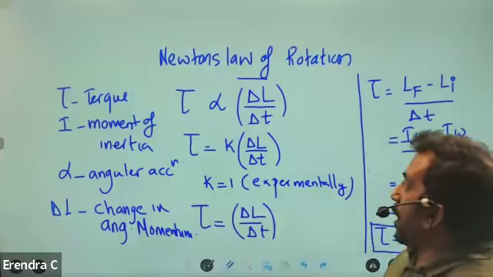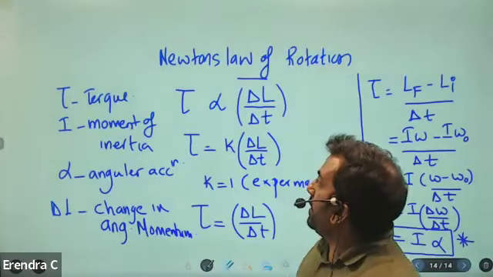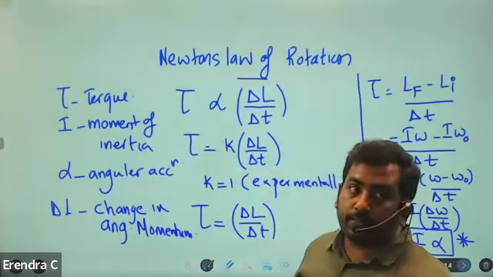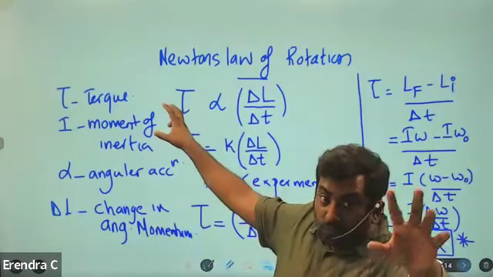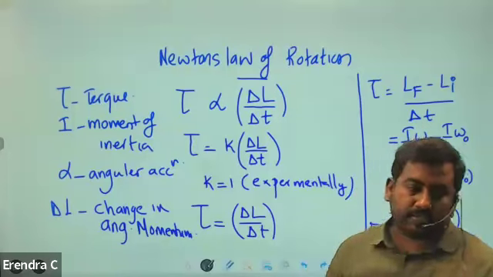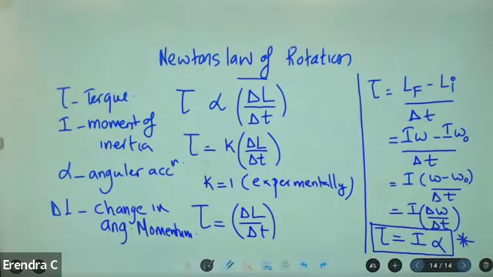So this is the symbol tau for torque. Torque, you all know torque, moment of a force. I have taught this in equilibrium as well. Torque is directly proportional to delta L over delta T. Write the whole thing. K equals 1 experimentally. Torque equals delta L over delta T.